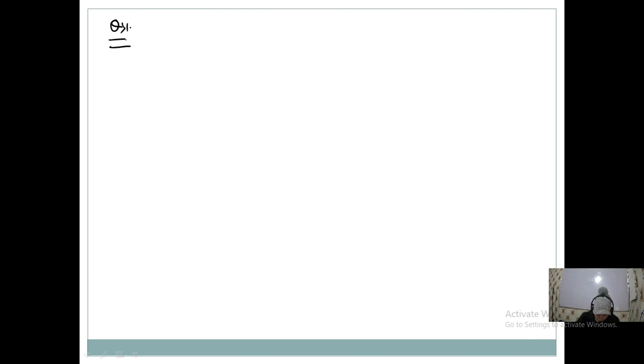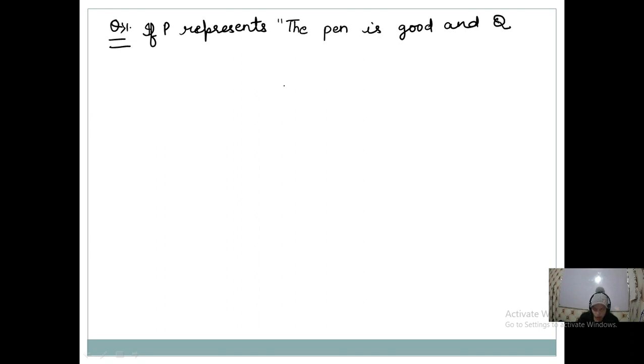for example, we have been given this statement: if P represents "the pen is good" and Q represents "the pen is cheap". Now we have to find these statements.